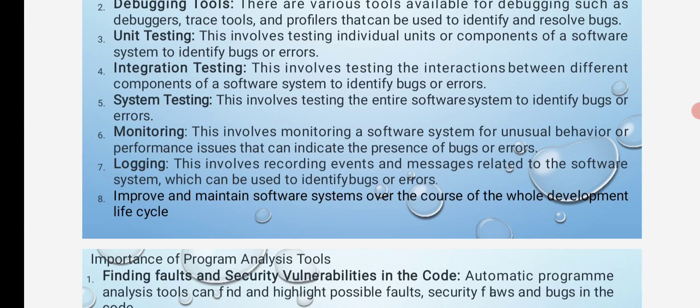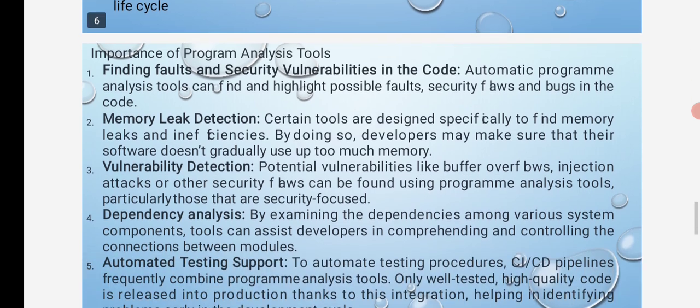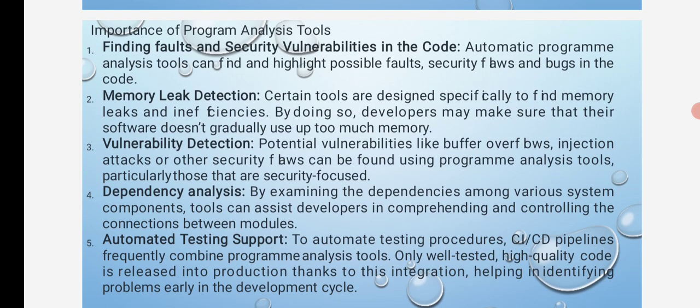Then monitoring. This involves monitoring a software system for unusual behavior or performance issues that can indicate the presence of bugs or errors. Logging. This involves recording events and measures related to the software system which can be used to identify bugs or errors. Next one is to improve and maintain the software system over the course of the whole development life cycle. Importance of program analysis tools.